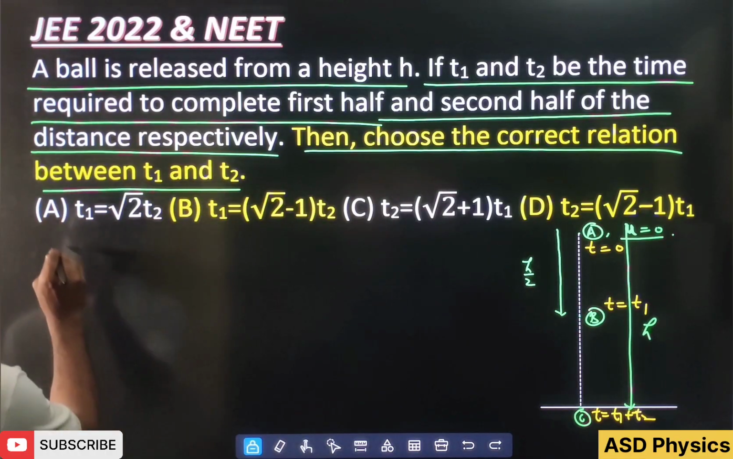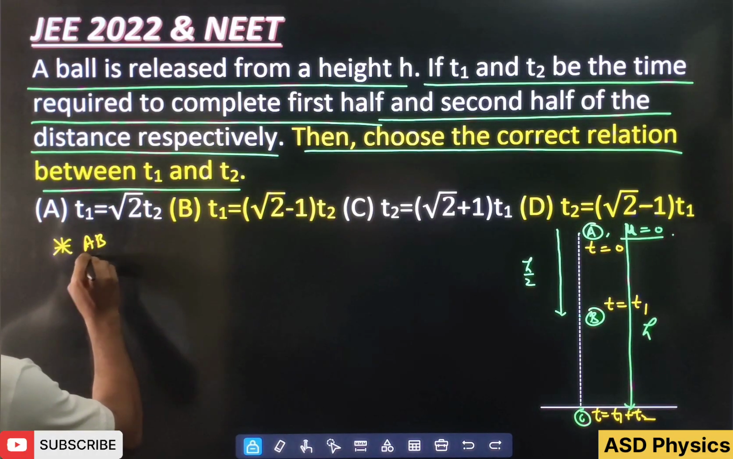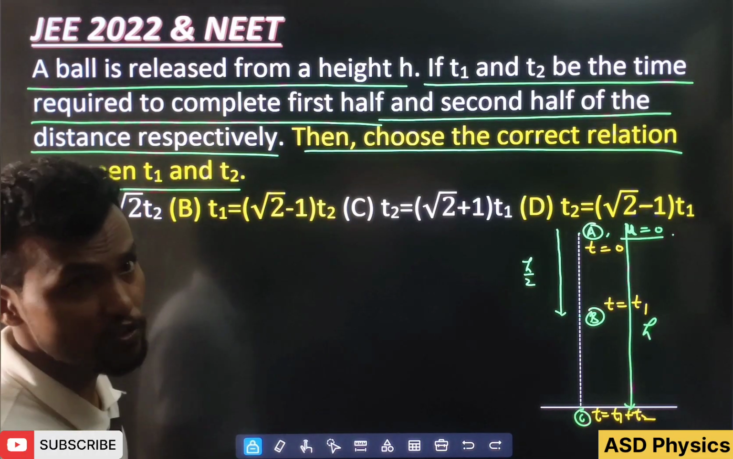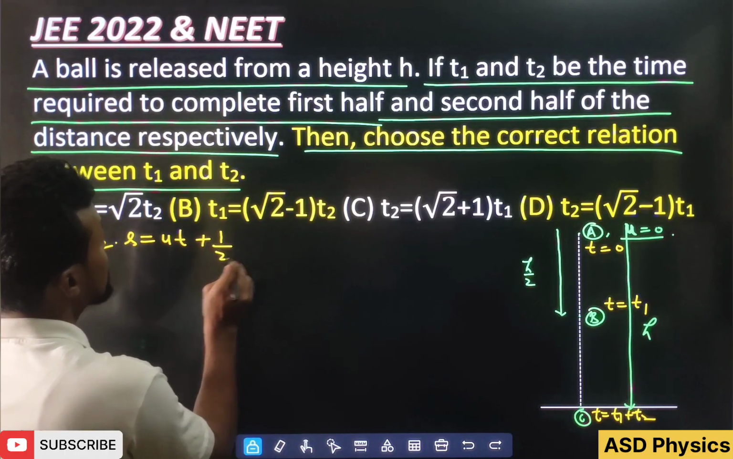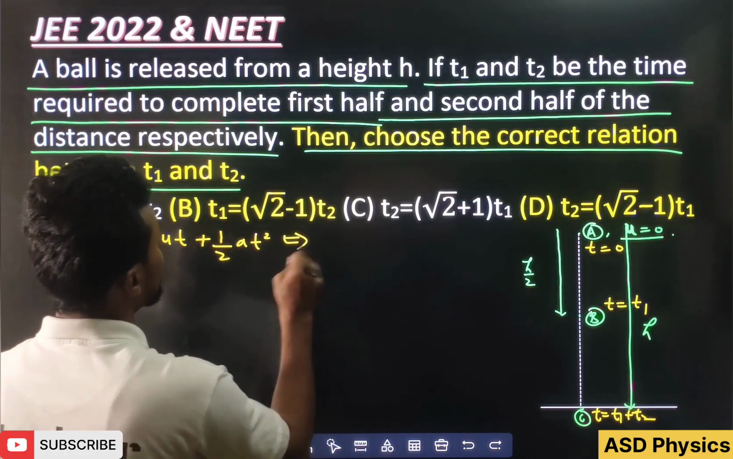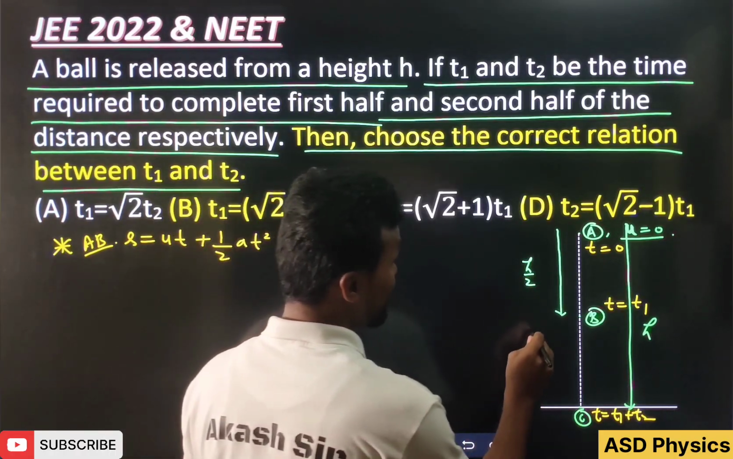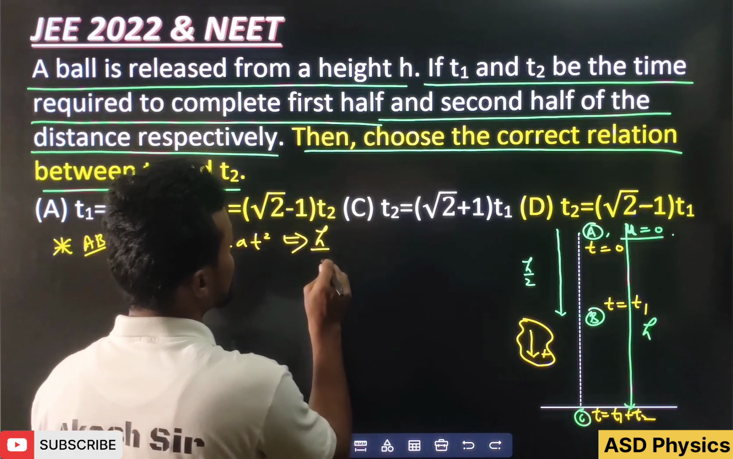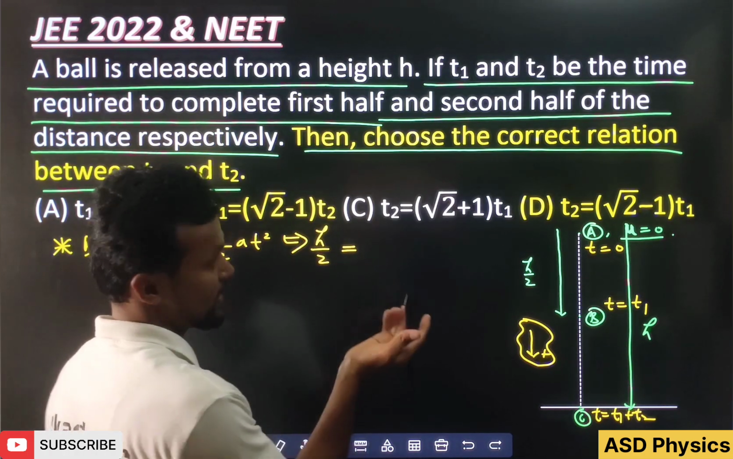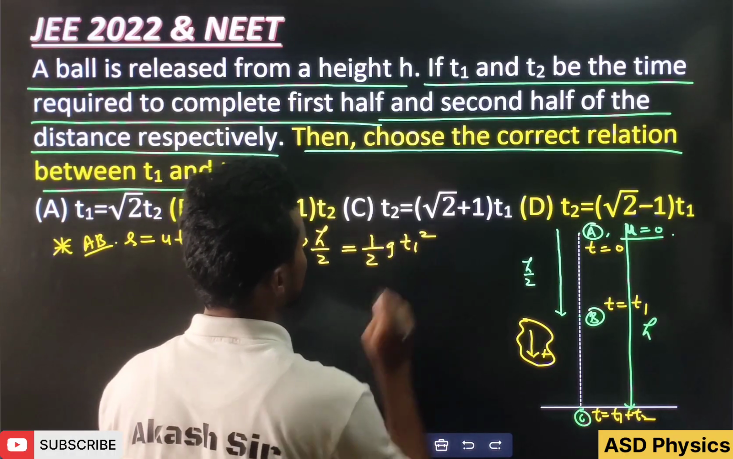Now what will happen here, students? Let's see. I am going to use the equation of motion from A to B. Which equation? The second equation of motion, S equal to ut plus half at square. What is the value of S? It will be h by 2, because I am taking downward as plus. So h by 2 equal to, anyhow u is 0, so half g into t1 square.